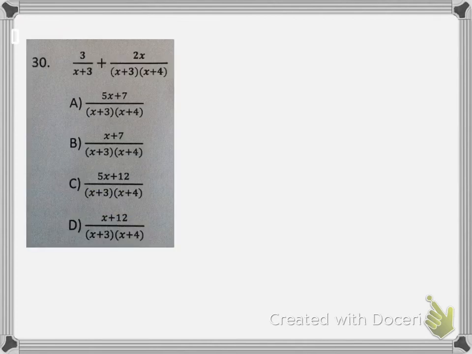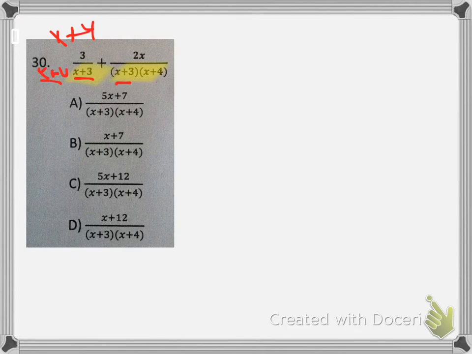Here, you do not have the same denominator, so you don't just say 3 plus 2x. Okay. What you do have to do is make them have the same. So you'll notice they both have that x plus 3. What this one doesn't have is the x plus 4. And I'm struggling to get that written. Alright, so what you need is that x plus 4 on top as well.